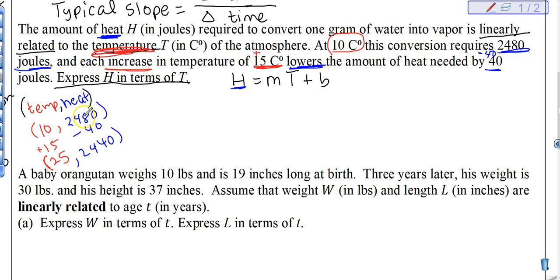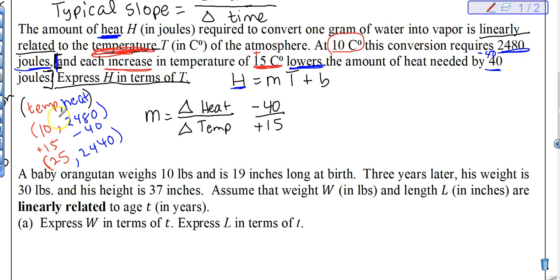I also have slope. This sentence right here tells me a change in x and a change in y. It does, doesn't it? Think about what it says. It says my slope, which is a change in heat, right? Over a change in temp, right? And the sentence here in the bracket says as my temp goes up 15, what does my heat required do? It goes down 40. So that's a slope.